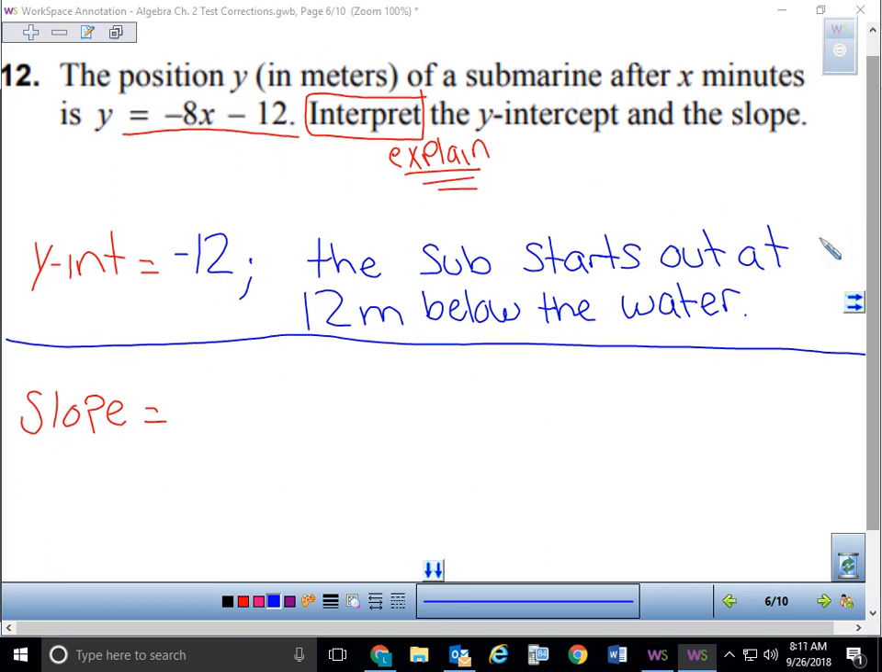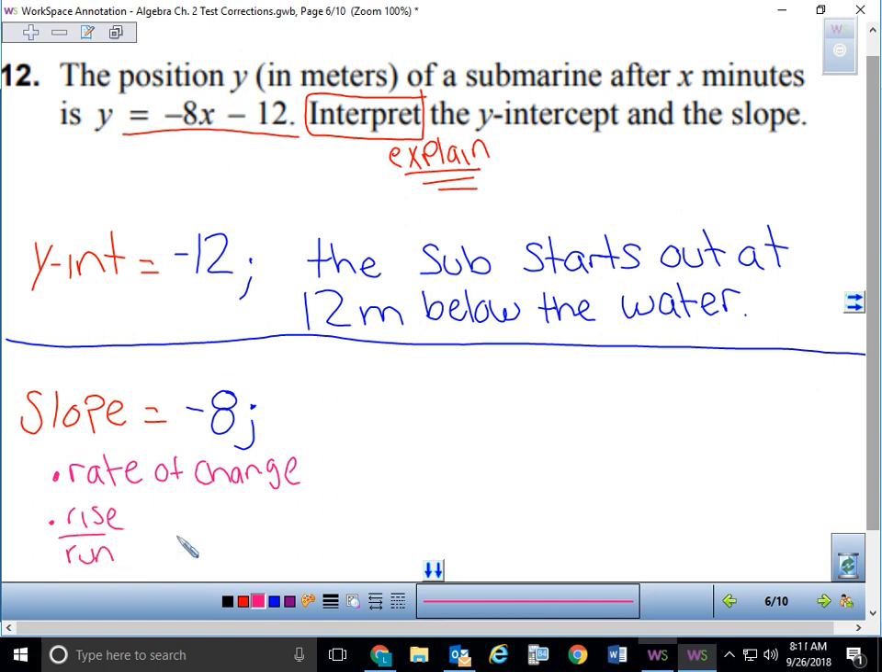Slope, though, a lot of you got this part, but the slope is what really threw us off. So, first I'm going to figure out what the slope is. Slope is before my x. It's the number attached to my x in slope-intercept form. That's a negative 8. Just being able to identify that at least gets you some points. Now, to interpret or explain, some keywords for slope are rate of change, rise over run, and speed. That kind of goes along with rate.